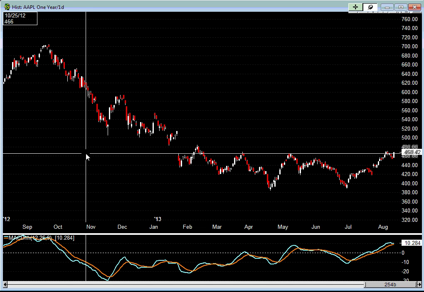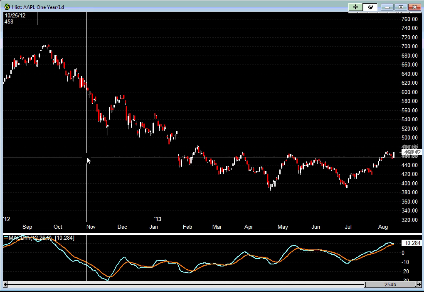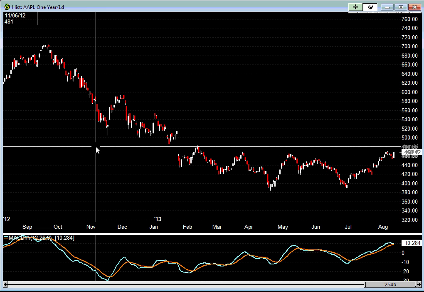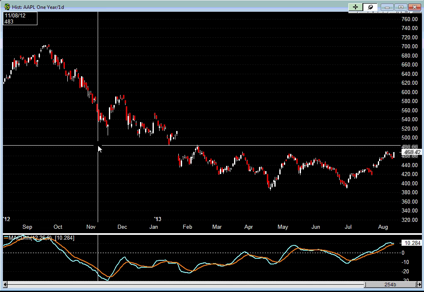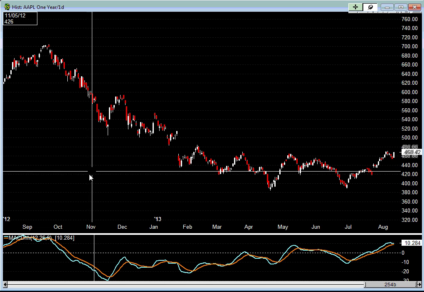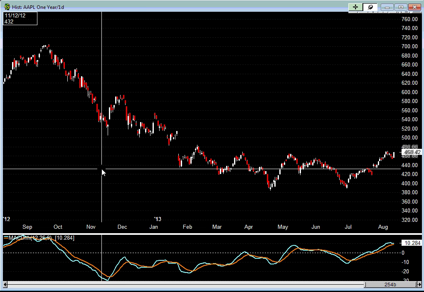So essentially using multiple time frames to identify some of the potential target levels, especially on the entry and exit, the support and resistance levels, and some possible stop loss levels. So let's take a look at Apple first.